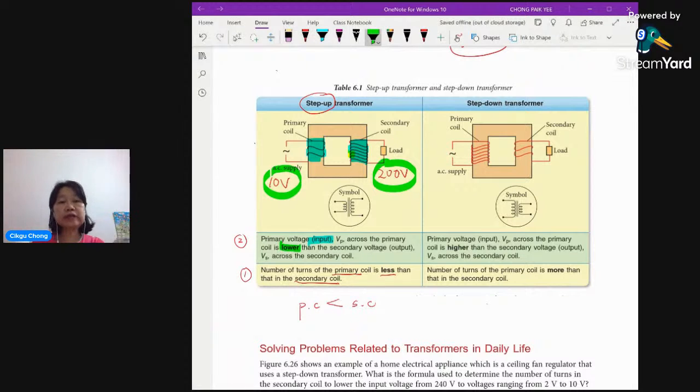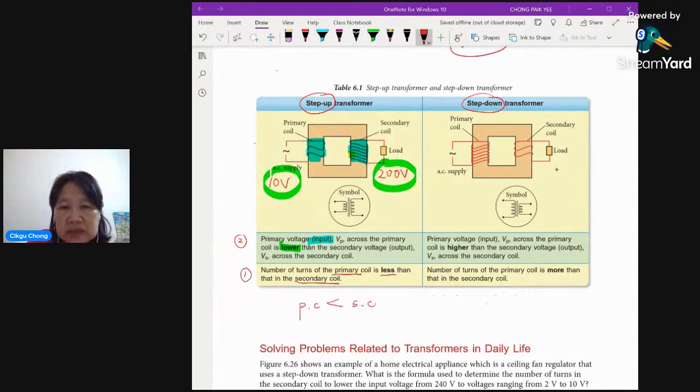So there are two ways to explain the differences between step-up and step-down. First, talk about the number of turns, that's one. Compare both sides. Another one is to talk about the input and output voltage on this transformer. Now let's look at step-down. Step-down will be the reverse. Okay, so it goes like this.